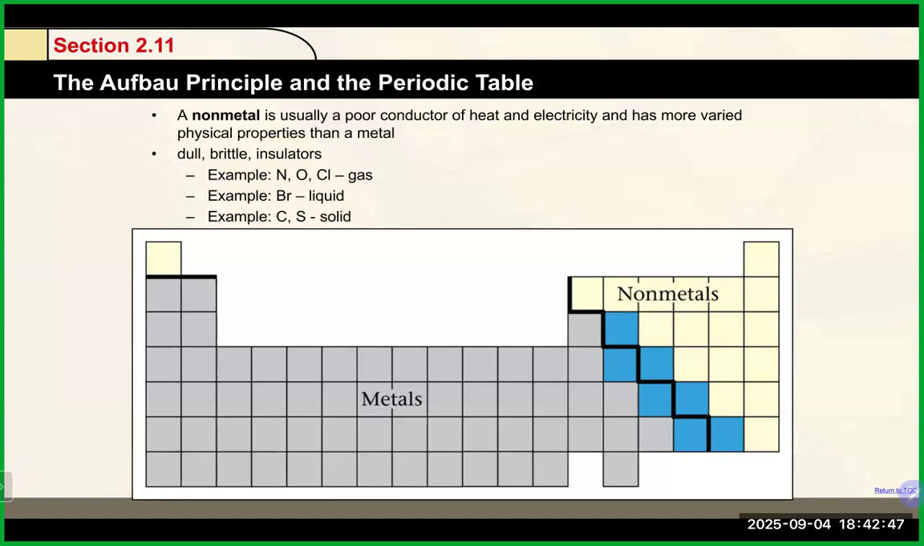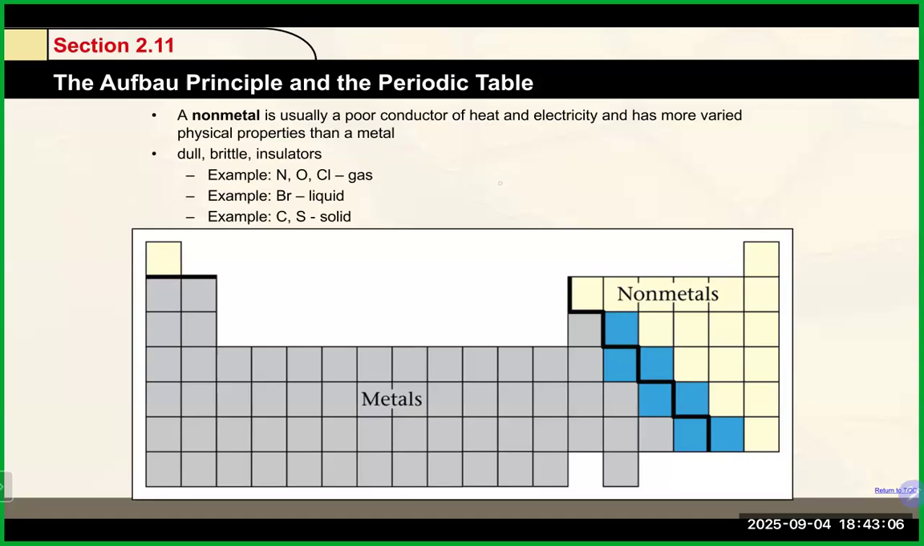They're poor conductors of heat and electricity. They're also dull and brittle. They have a greater variety of states, if you will. Some non-metals are gases, some are liquids, some are solids, as opposed to metals, which are mostly solid.